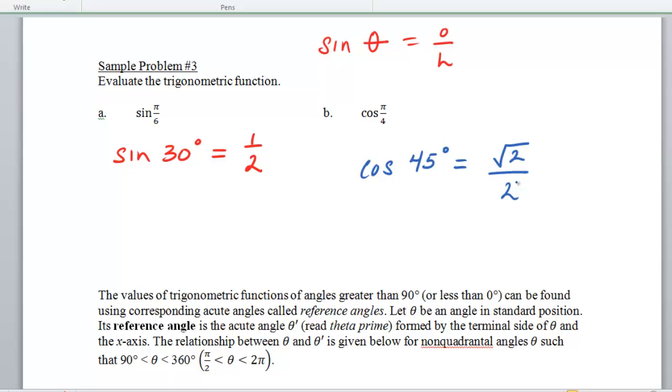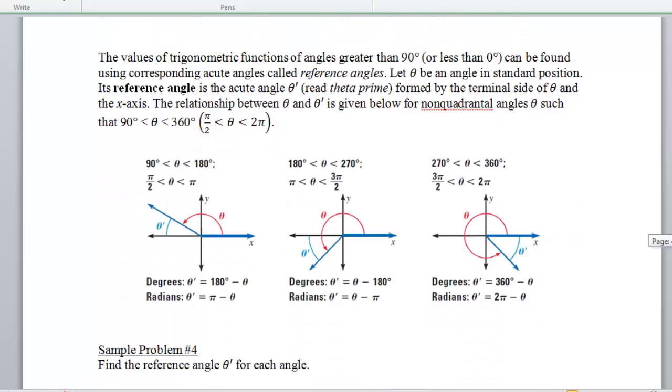Now, sometimes we'll be given angle measures in quadrants 2 through 4. So we won't have a 30-degree angle or a 45-degree angle or something of that nature.